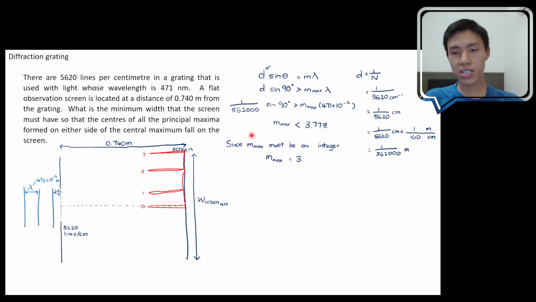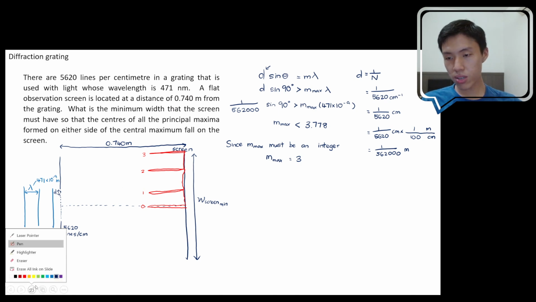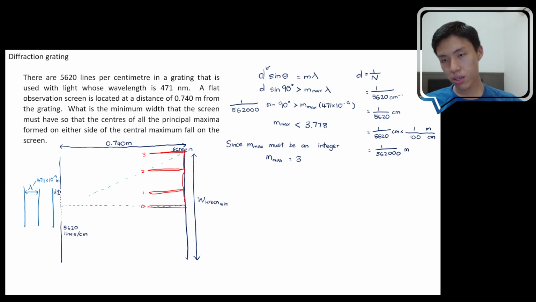So this is exactly matching what I'm drawing here. You can have 0, 1, 2, 3, but your 4 will be outside of your range, so you can never draw a fourth maxima over here. The fourth maxima can never be formed on the screen because it's not within the angle of 0 to 90 degree over here. Okay, so now you know that m max is equal to 3. You can now try to determine this angle over here, to know for exact what's the angle. Right now we know that it's less than 90, but we still don't know for exact what this theta 3 is. So that's probably our next step.